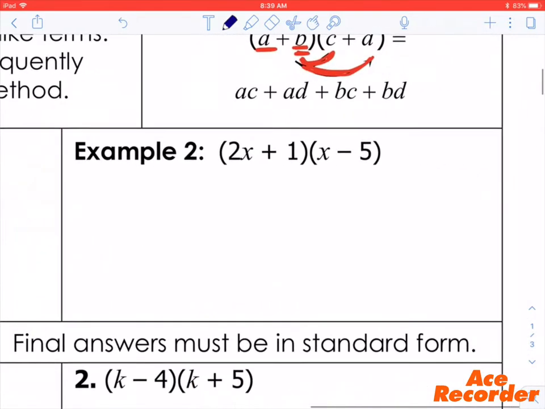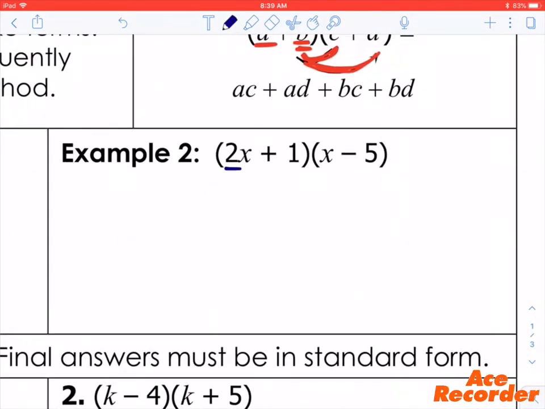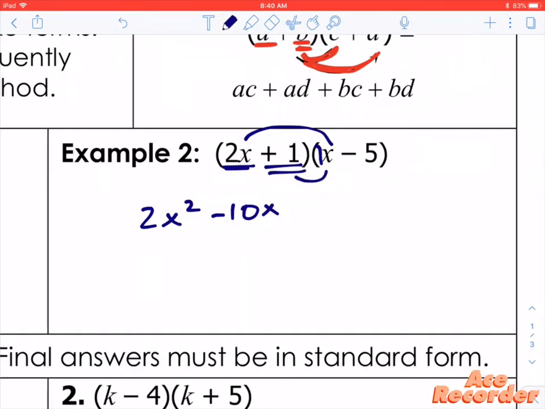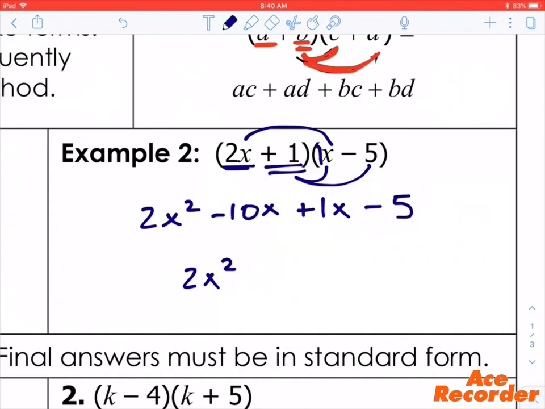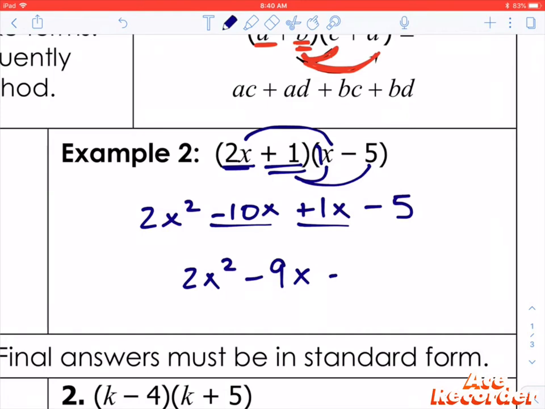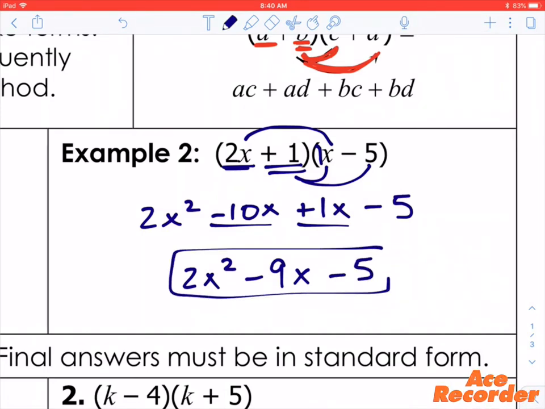Okay, so number 2 here, same deal. 2x times both of these. So 2x times x is really 2x squared. And then 2x times negative 5 is negative 10x. And then we've got 1 to do the same thing with. 1 times x is 1x. 1 times negative 5 is negative 5. So once again, 2x squared doesn't have any like terms. The middle two, negative 10 plus 1, is negative 9x, and then minus 5. There we go.